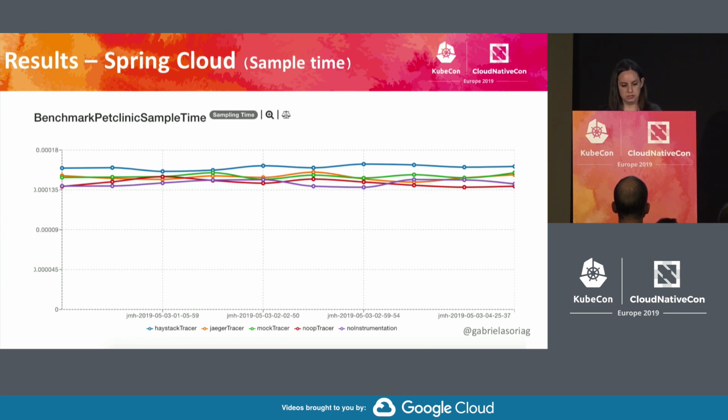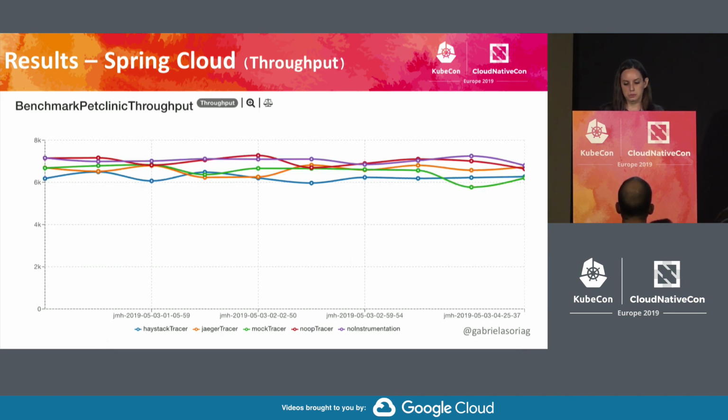Let's move to see the results for Spring Cloud. This test used the Pet Clinic sample Spring-based application, and the application is initialized for each test, and using profiles, the right tracer implementation is injected. The different tests measure the process of finding a pet owner by ID in a non-instrumented scenario and instrumented with different tracers. The sample time increases around 4% in this scenario, and the throughput decreases around 8%.